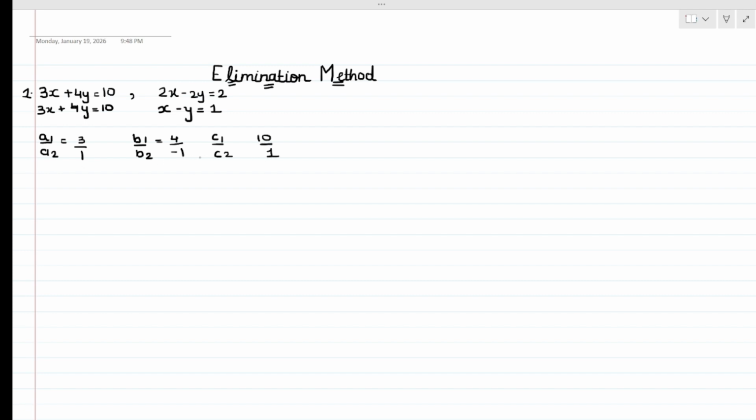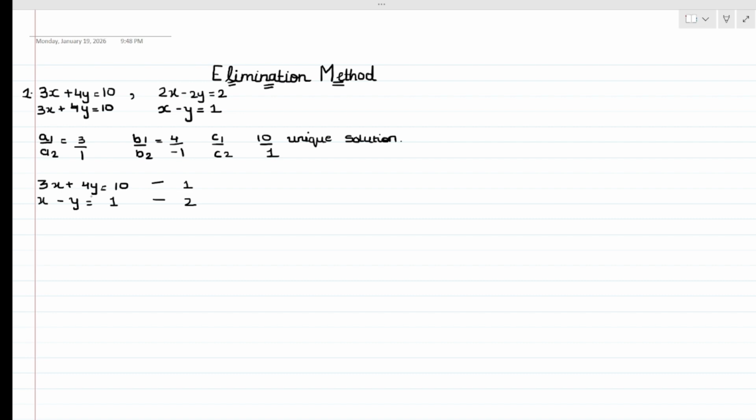Is it equal? No. a1 upon a2 is not equal to b1 upon b2 and it's not equal to c1 upon c2. That means it is a unique solution. Okay, it is a unique solution, so you can solve it easily. So what will be your first step? Write your equations side by side. First is 3x plus 4y equals 10, and the second equation is x minus y equals 1. This is my equation 1 and this is my equation number 2.